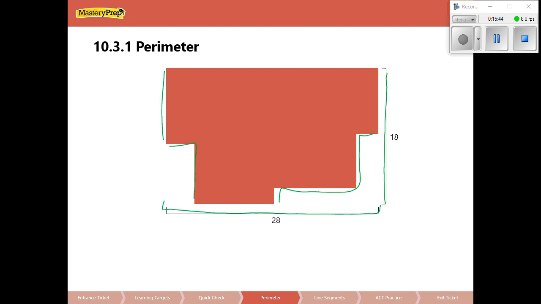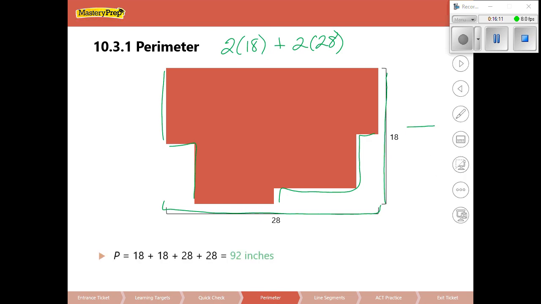And still, the overall width is still going to be 18. So even though it has these little bits cut out, if it's just asking for perimeter, well, we could do 2 times 18 plus 2 times 28. And we could plug that into a calculator and solve. And we get 92.